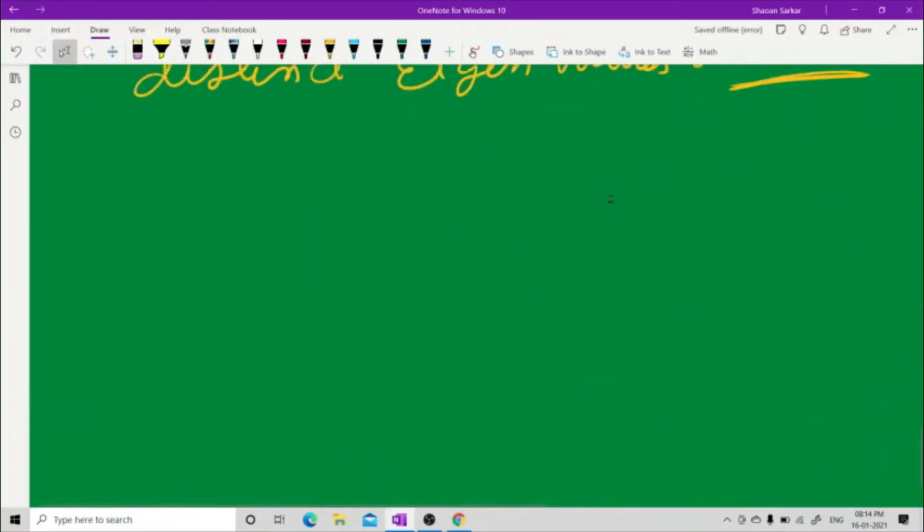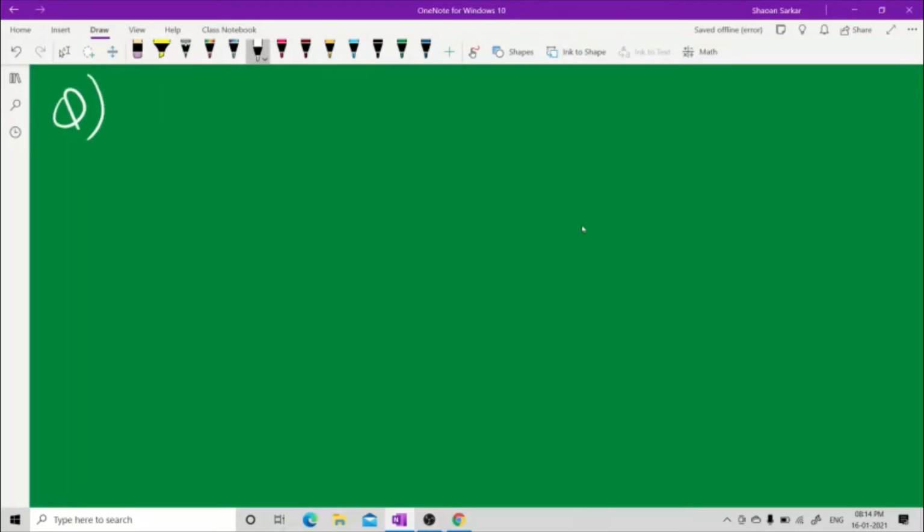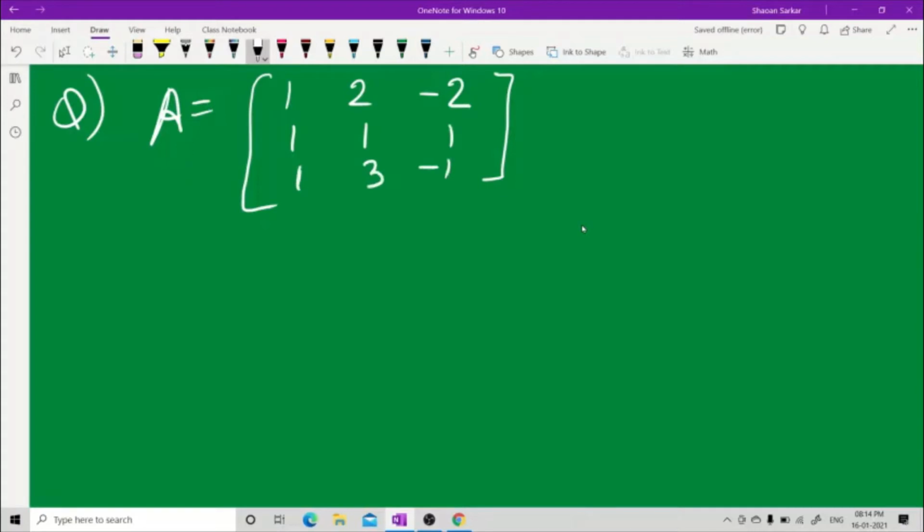Now the next is I'll take a 3 cross 3 matrix, and then I'll show you how to find the characteristic equation and the eigenvalue. Let us take another question. The matrix is A. You may write B. That is your choice. I have a habit of writing A for all new matrices. 1, 2, minus 2, then 1, 1, 1, and then 1, 3, minus 1.